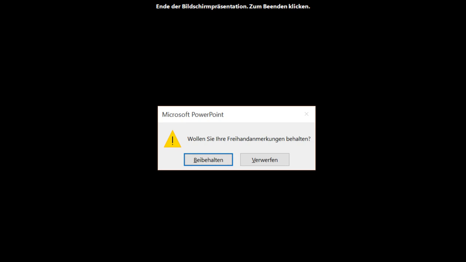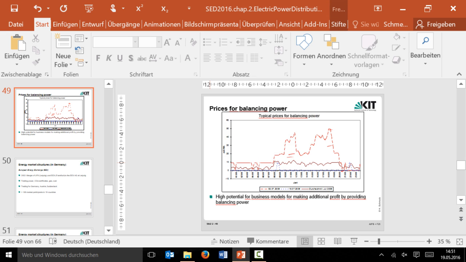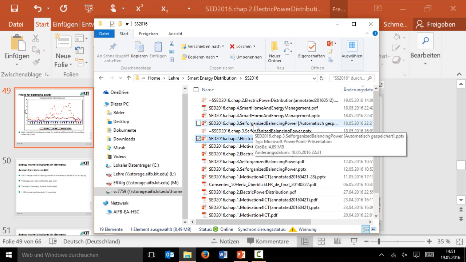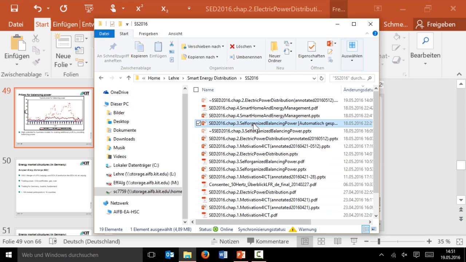Okay, so this was this chapter on energy distribution, and now I will continue with a chapter on self-organized balancing power.